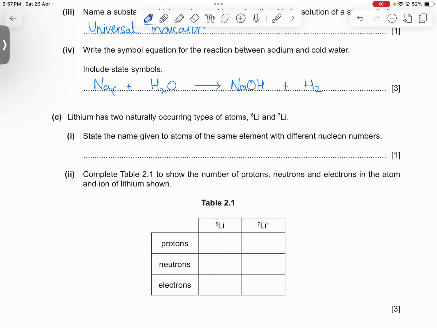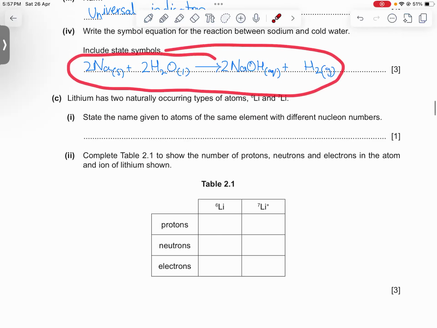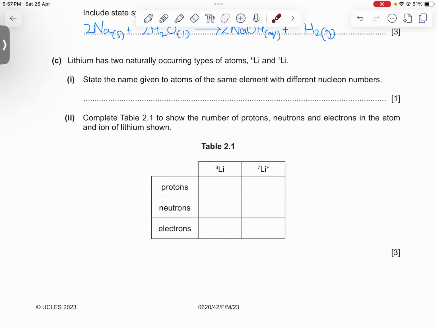Now, state symbols are required. This is solid, this is liquid, sodium hydroxide dissolves in water, this is aqueous, and hydrogen is gaseous. So, hydrogen is gas, then you have to balance the equation. There is 2 and 3. So, you put a 2 over here, put a 2 over here, and put a 2 over here, and everything is balanced. All right? This is a 3-mark equation that was straight up placed in your notebooks as well, in your notes. All right? Next question.